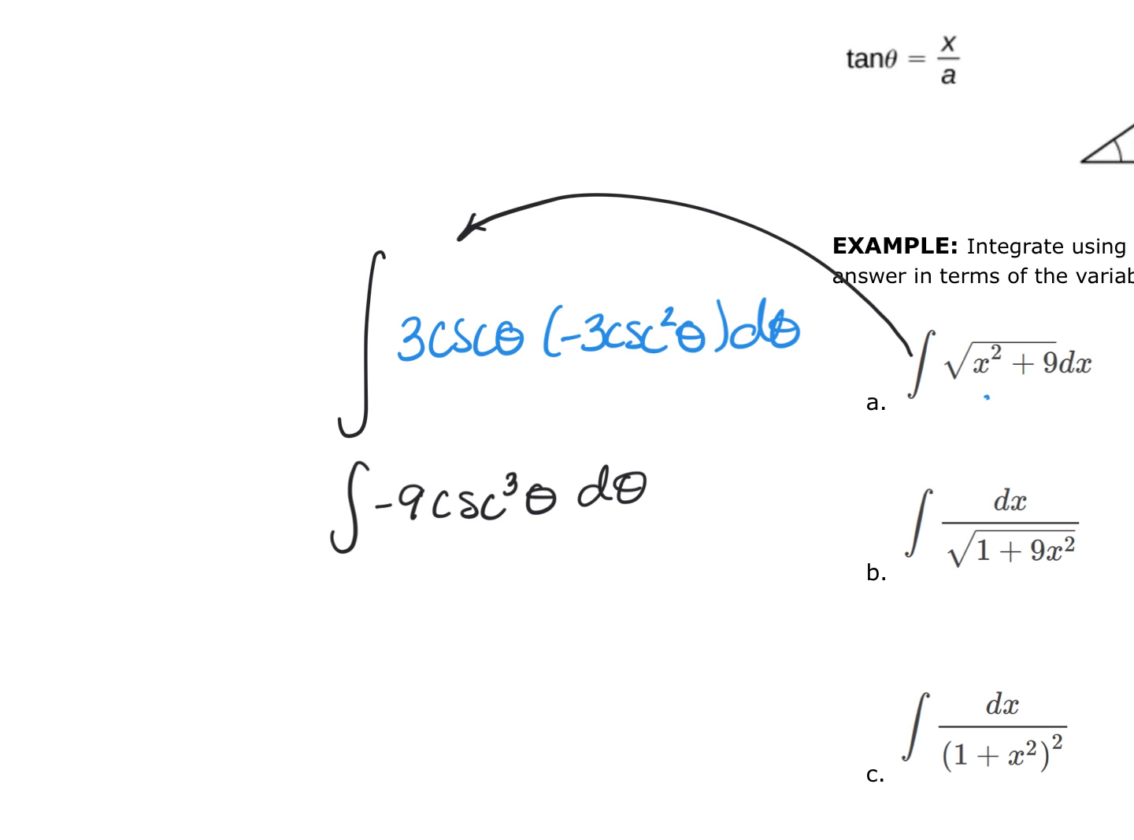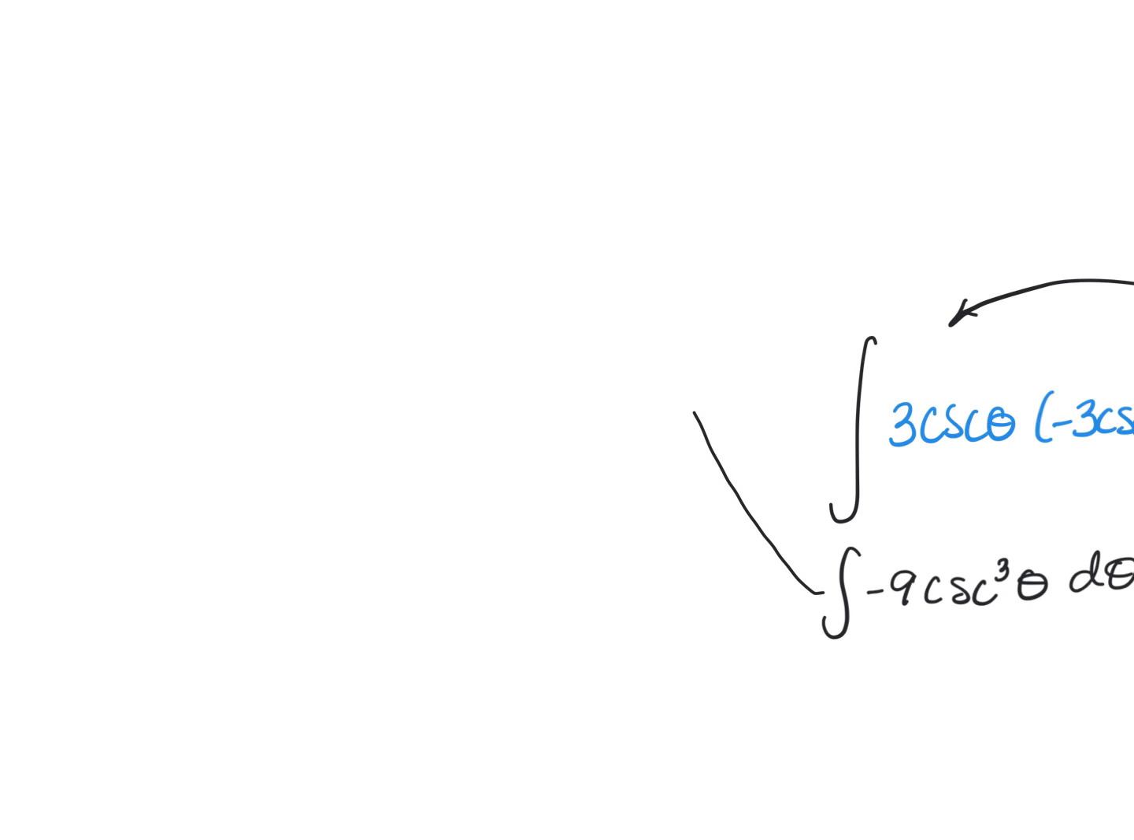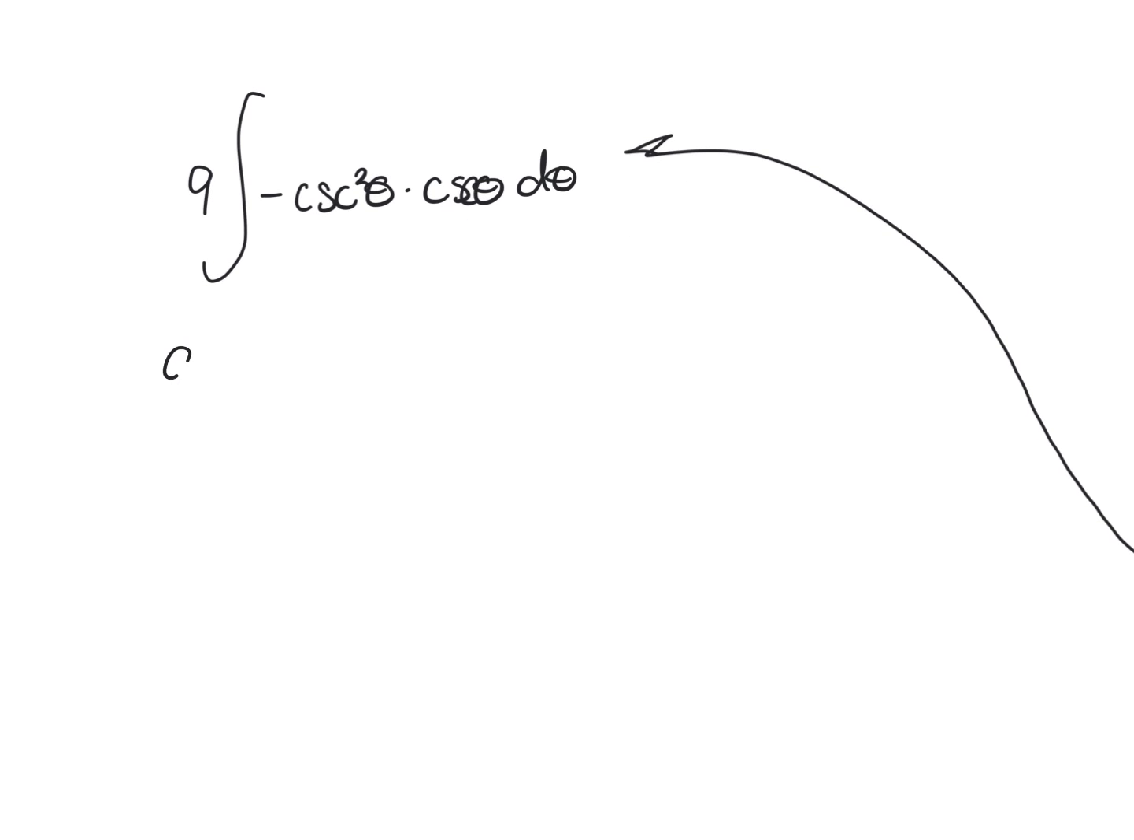Now, get yourselves comfortable. I'm going to talk about what I'm going to do. I'm not going to go through the entire thing. But what I would do at this point is rewrite this integration. I'm going to bring the 9 out and leave the negative in there. I'm going to rewrite this as the cosecant squared theta multiplied by the cosecant theta d theta. Cosecant squared can get replaced with cotangent squared theta plus 1.